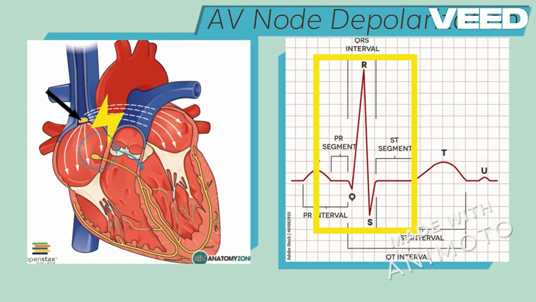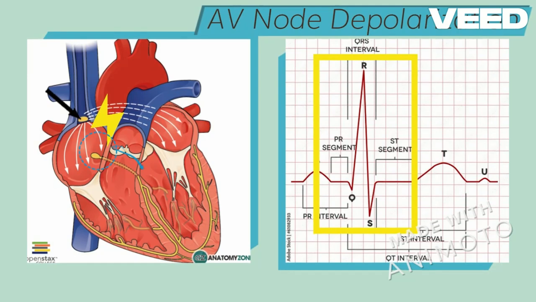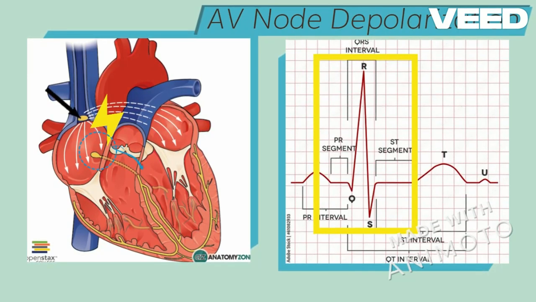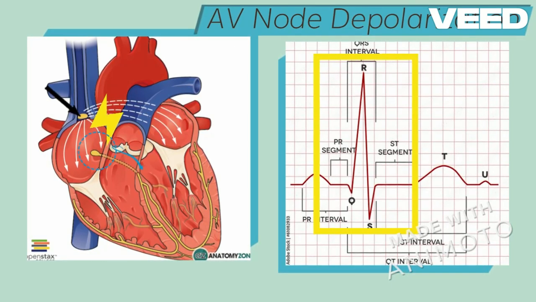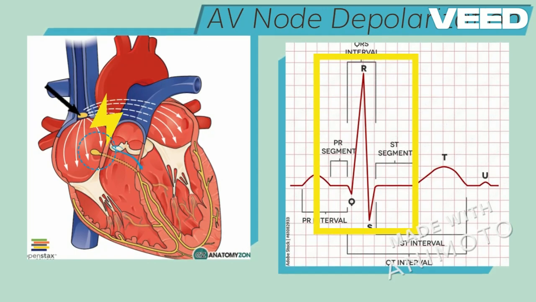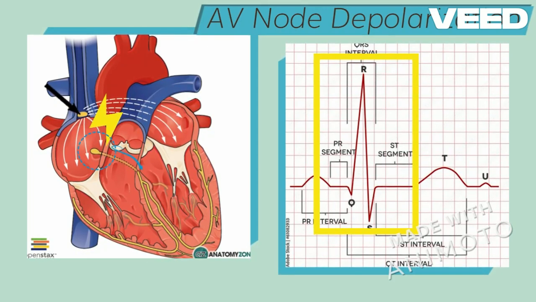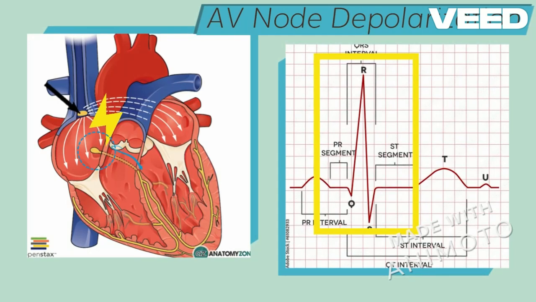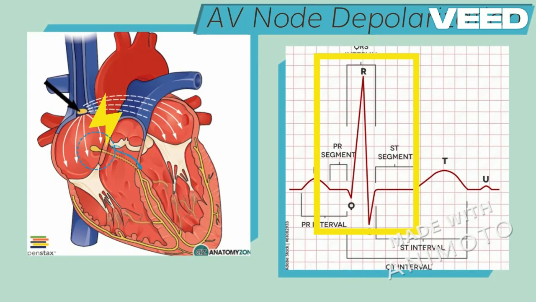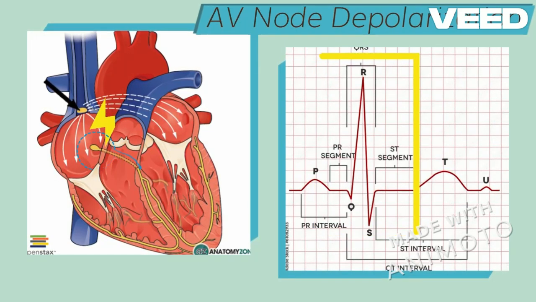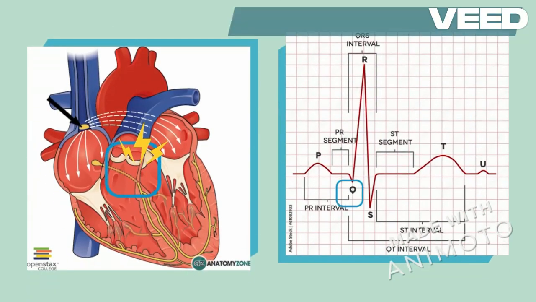If the electricity does not pass through and cause the AV node to depolarize, we cannot have a normal QRS complex. So we measure the width and the shape of the QRS complex to determine this and see if the electricity was generated above the AV node, in the AV node, or below it. The wider the QRS, the lower the starting point for the electricity, and more on that later.